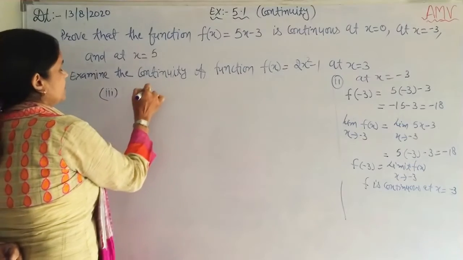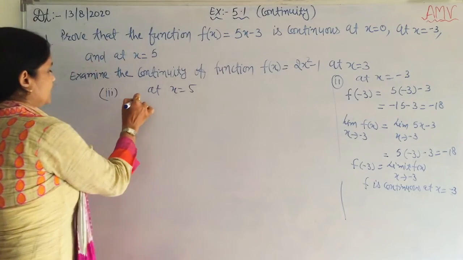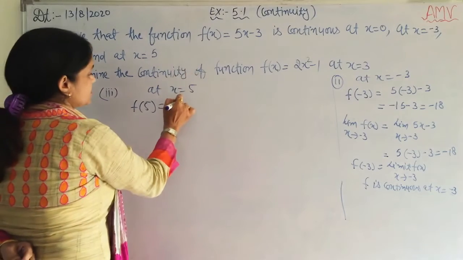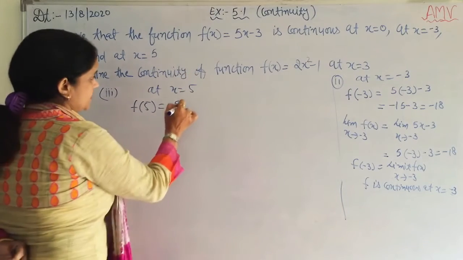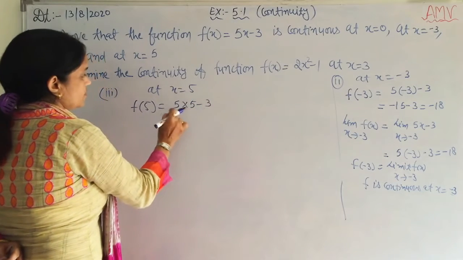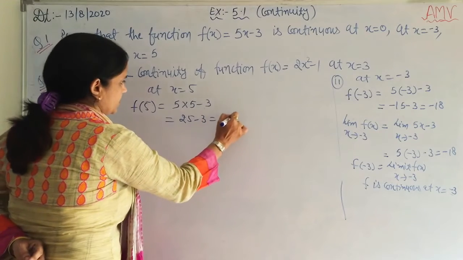For the third part, at x is equal to 5, first find f(5). The function is 5x minus 3. In place of x substitute 5 and minus 3. You will get 25 minus 3, which is 22.